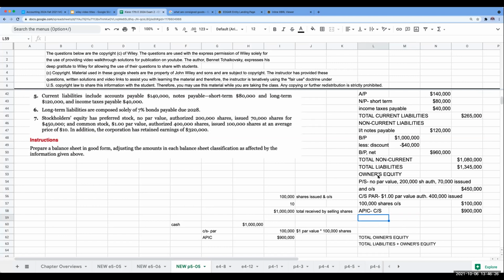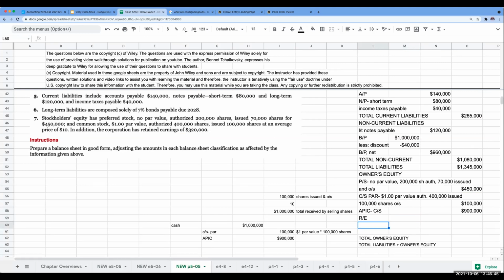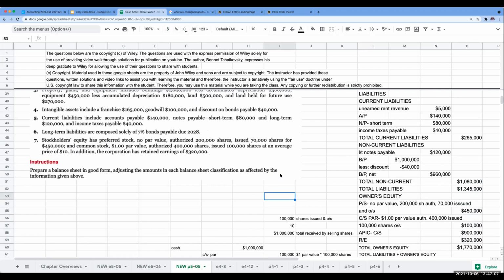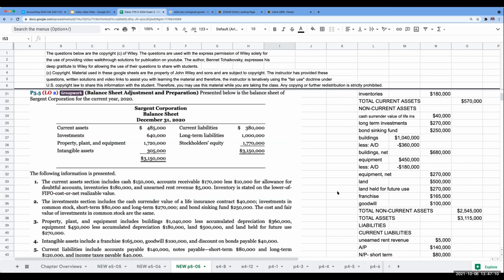So right over here, when we look at owner's equity, we've got preferred stock, you could say no par value, authorized 200,000 shares, and this is going to be shown at 450. But if we have a par value, then we have to go through and show it like this. And then lastly, we're going to have retained earnings of 320,000. And we'll see if I'm close or if I'm not close at all. So let's go ahead and take a look at this. We've got owner's equity of 1,770,000. Okay, and I think that actually ties in with this 1,770,000 that we had up here.